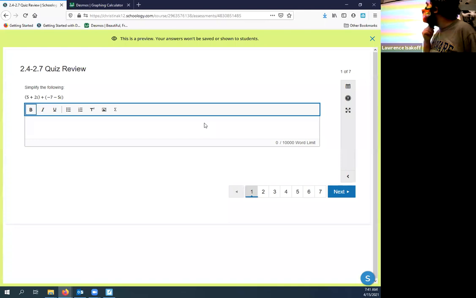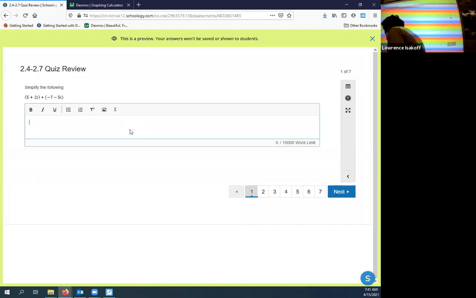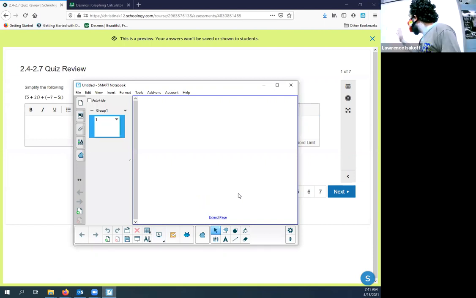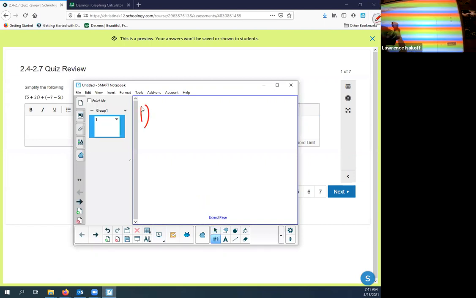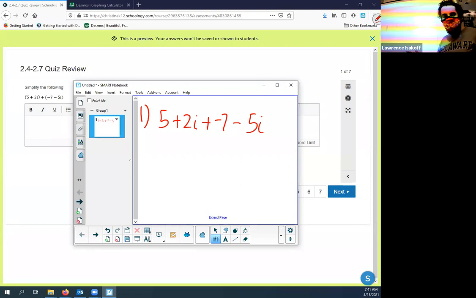Okay, so this first one, really not too much to this. This is just a matter of adding complex numbers. Remember, when we're adding complex numbers, it's the idea of combining like terms. So I have, let me pull up my Smart Notebook file. Number 1, 5 plus 2i plus a negative 7 minus 5i. So all I'm going to do, combine my terms here.